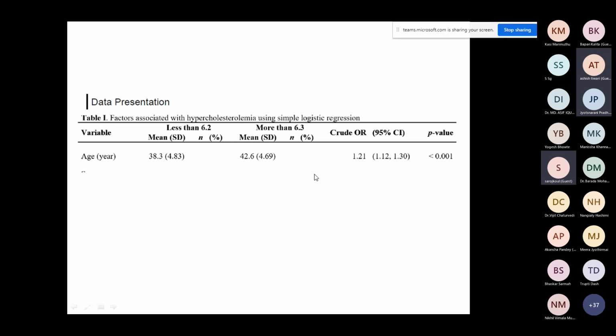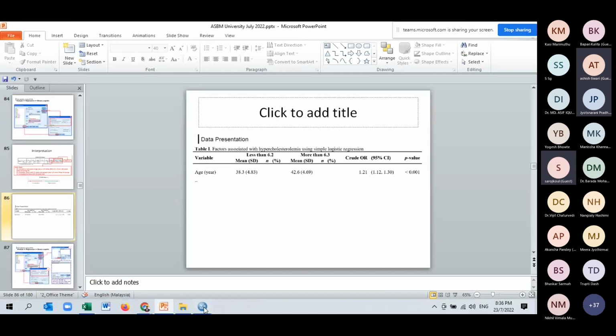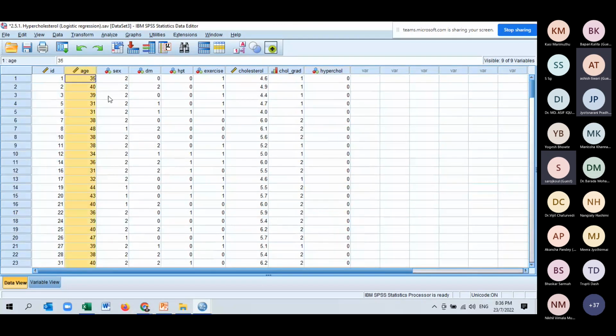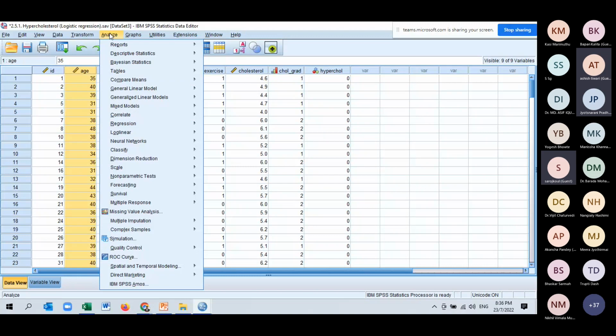Shall we calculate the average age and standard deviation of these people? How do you do it? Shall we calculate? Go to the file. We are interested in hypercholesterol and age. We are going to calculate the average age of less than hypercholesterol and more than hypercholesterol. How do we do it? Go to Analyze. Go to Analyze, Explore.